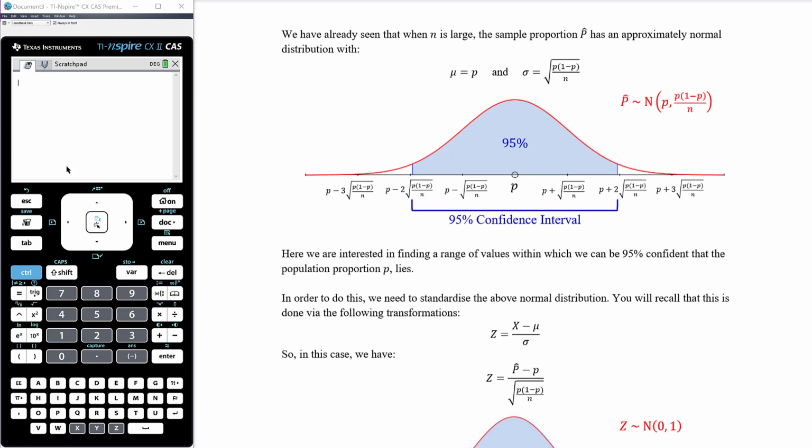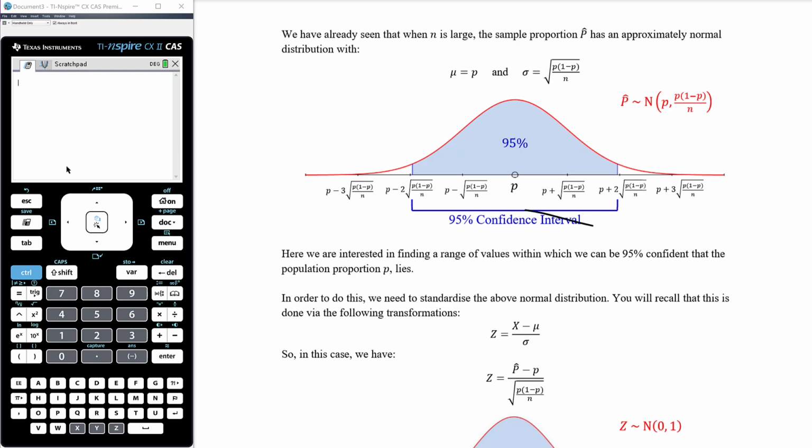So we've already seen that when n is large, the sample proportion has an approximately normal distribution, with a mean of p and a standard deviation of this ugly expression. We've done lots of work with the normal distribution already. So we know if the mean is p, that's the center of the normal distribution. And then we know things about 1 standard deviation above the mean, 2 standard deviations above the mean, 3 standard deviations above the mean. So we know that within 2 standard deviations of the mean, we have roughly 95% of the distribution.